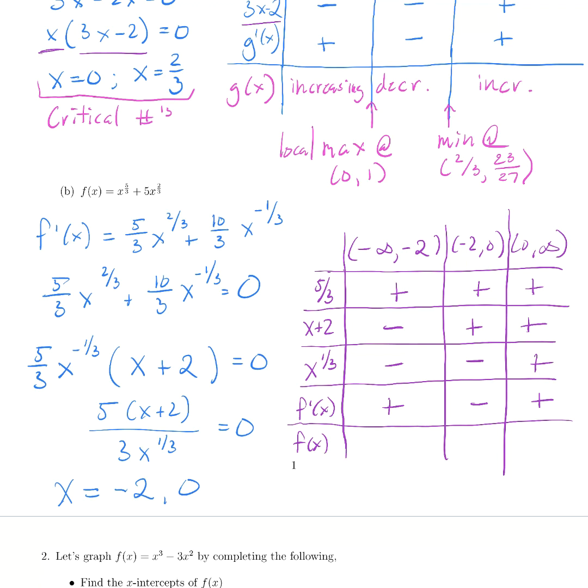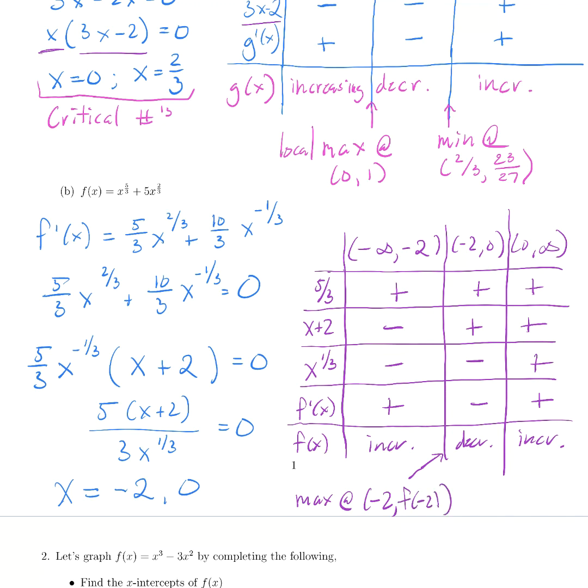So f of x is increasing, decreasing, increasing. So let's see, we go from increasing to decreasing here. So that gives us a max. It's a local max at -2. Oh boy, I got to evaluate this thing at -2. And we'll just write f of -2 for now.